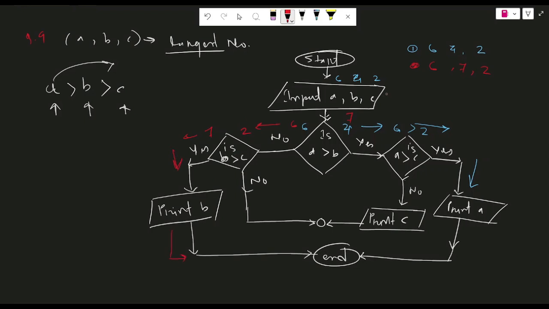Now if it occurs in a different way, for example 6, 7 and 8. Suppose a value is 6, b value is 7. Clearly 7 is bigger, so we'll go this way. But here b is 7 and c is 8. Clearly 8 is bigger, so we will not go for the yes part, we will go for the no. The condition is not true, so it will meet with the c section, print c. Like this. Clear?